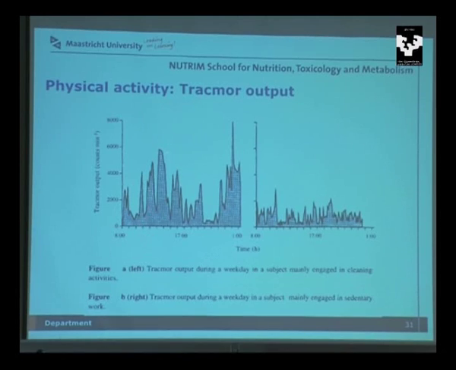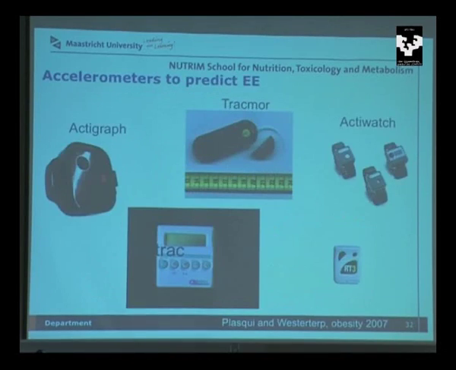For every minute you get a value, so you can see exactly when somebody is moving and how much somebody has been moving around. And there are many devices on the market that you can buy. This is one we use, but I also use the Actigraph now, and you have the Caltrack RT3 and so on and so on. So there's a lot of devices on the market that you can use to measure your physical activity in daily life.